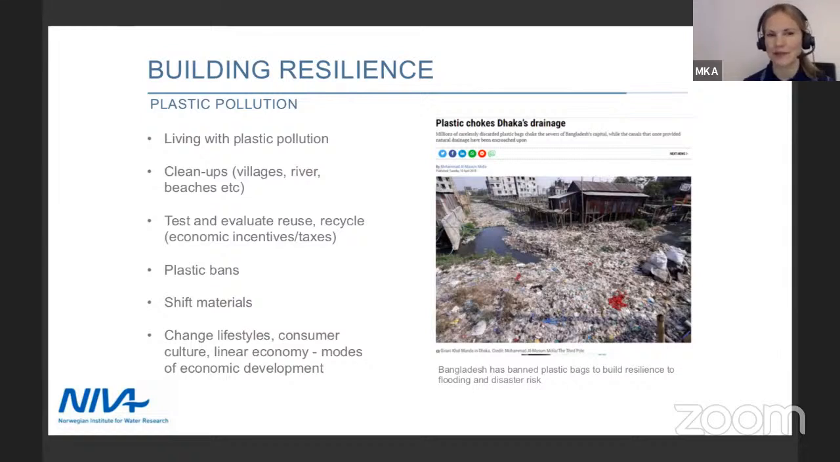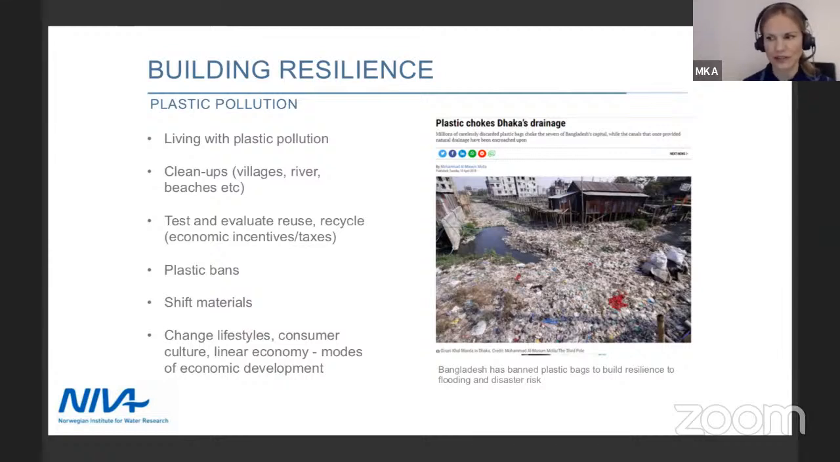And plastic pollution, as we've seen already in Hans' presentation, is already in a state that we don't want, so it needs to be transformed. How we consume and manage plastic needs to be transformed rather than maintained in the current state. And this is done by, for example, cleanups of rivers, villages, and beaches. That is important to raise awareness and build knowledge to also make targeted interventions. But, and that's a very important measure, it doesn't tackle the sources of plastic.